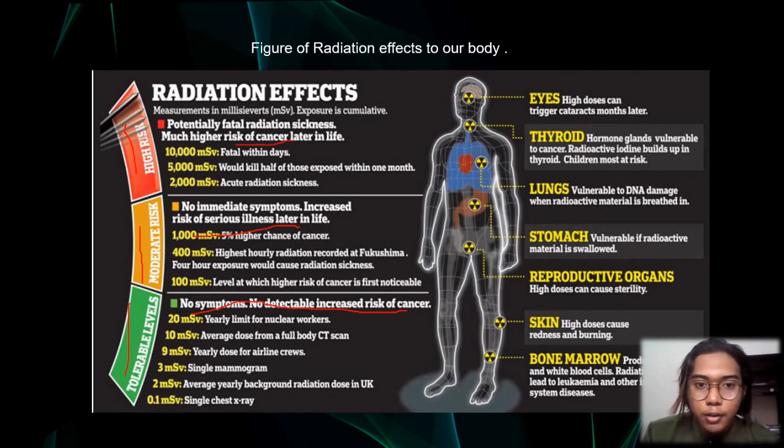This is very dangerous. For example, if we receive 10,000 millisieverts of radiation, it can be fatal within days. Other than that, if our body parts are exposed to radiation, it can cause harm to the eyes, thyroid, lungs, stomach, reproductive organs, skin, and bone marrow.